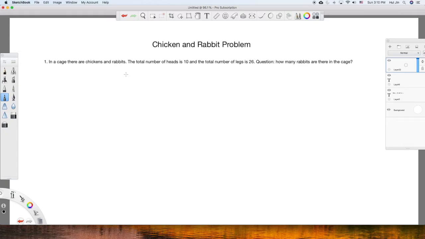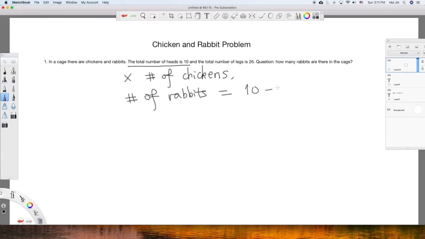So we're only going to introduce one variable. X is the number of chickens. Now, just from X number of chickens, and the total number of heads being 10, we can know the number of rabbits will equal 10 minus X. Agree?